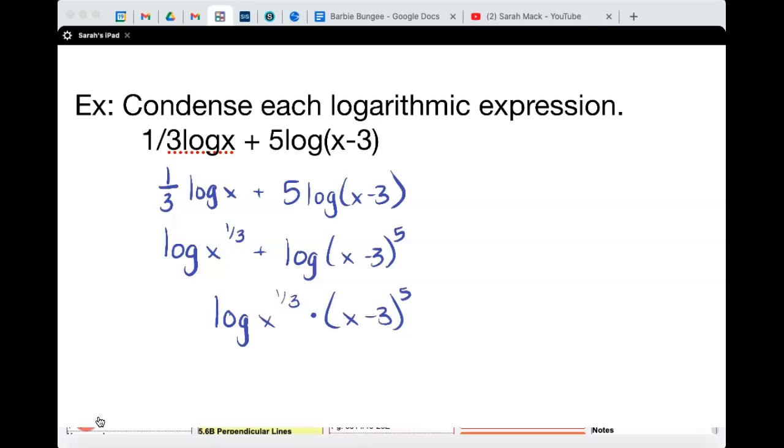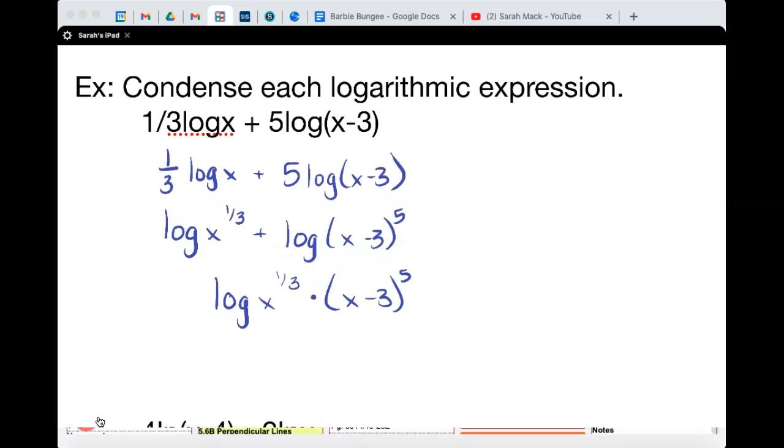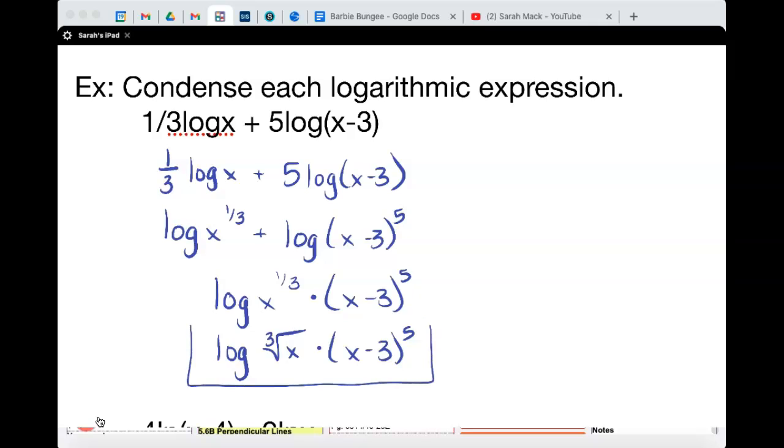So I got rid of 2 logarithms, condensed it to 1. I want to simplify this just one little more piece, if that's a phrase. How can I rewrite the 1/3 power? So instead of fractional, I'm going to write it as like a root system. The third root. Yeah. 3rd root of x, and then times x minus 3 to the 5th. Yeah, so this is condensed. Everything's back where they need to go. 1 logarithm. So this is good.